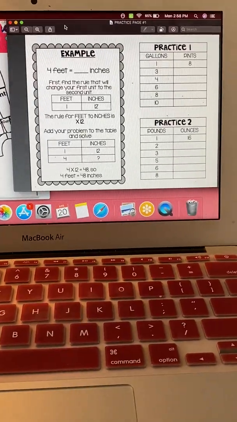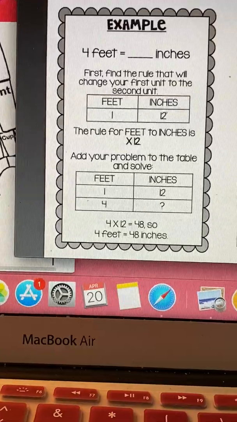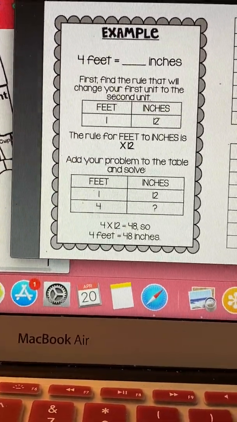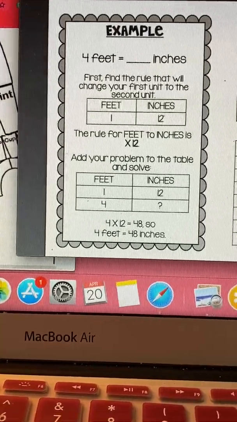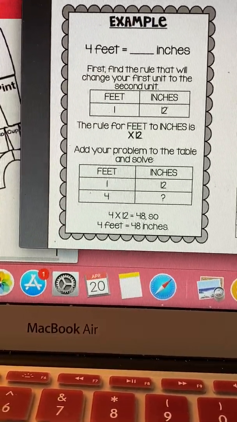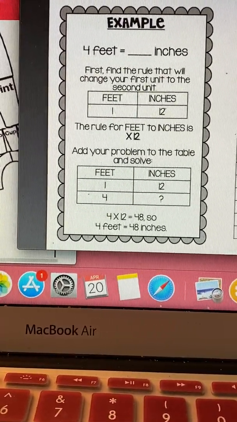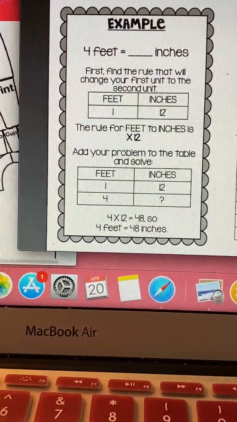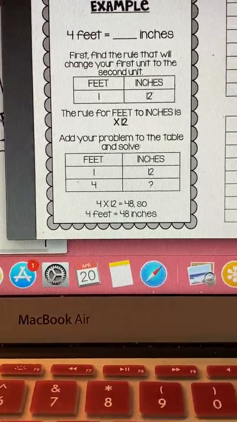So in this first example, let's read the example box. It says 4 feet equals how many inches? First you will find the rule that will change your first unit to the second unit. So 1 foot equals 12 inches. If we have 4 feet, all we would have to do is multiply 12 times 4, because 1 foot has 12 inches. So if we have 4 feet, each of those feet has 12 inches in it.